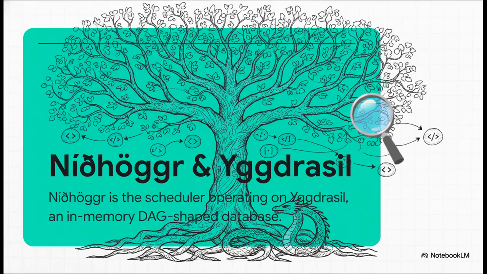Let's talk about the engine room. The architecture relies on a scheduler called Nidahug, and rather than a standard queue, it operates directly on Yggdrasil. Yggdrasil is essentially an in-memory, DAG-shaped database queue with 4 distinct zones. Tasks get scheduled here and are delegated out to worker event loops. And an important quirk to note right away for you systems folks, in Merg-E, locks are not semaphores. They are strictly scheduling primitives for Nidahug.